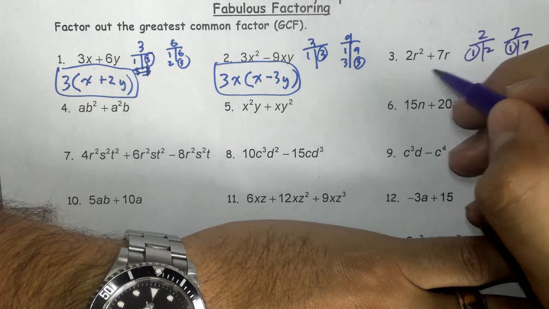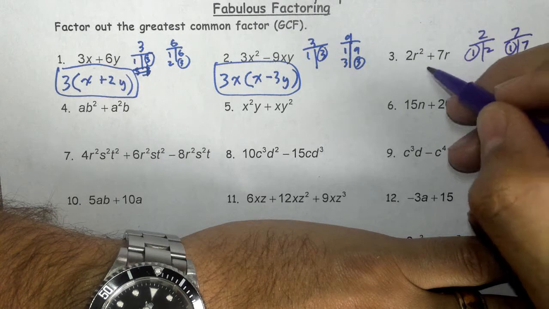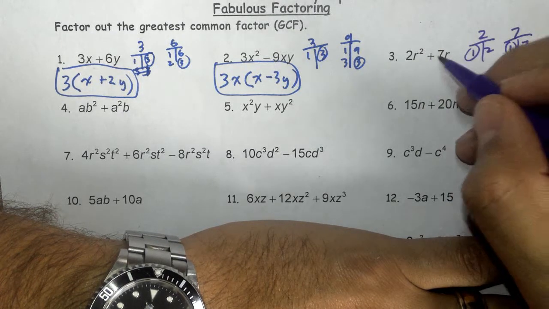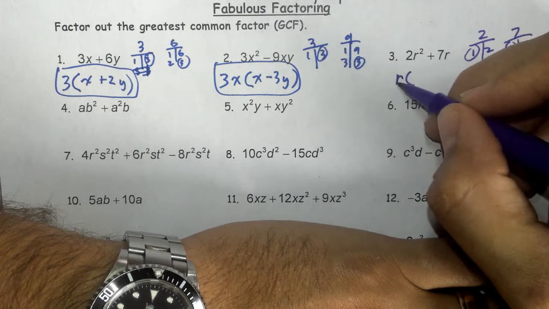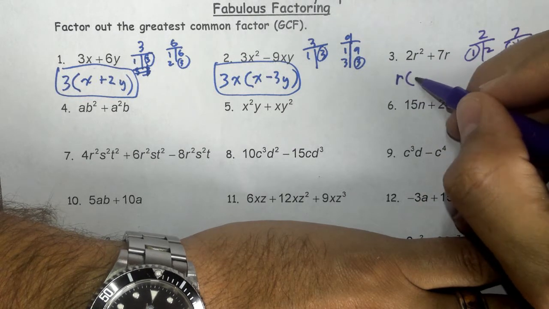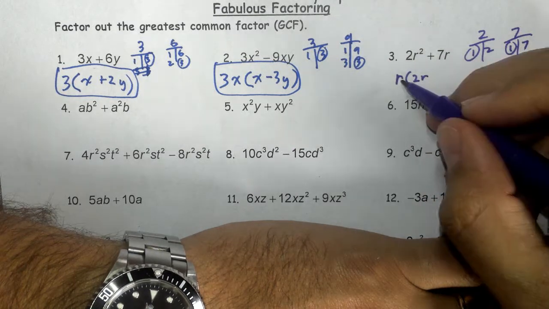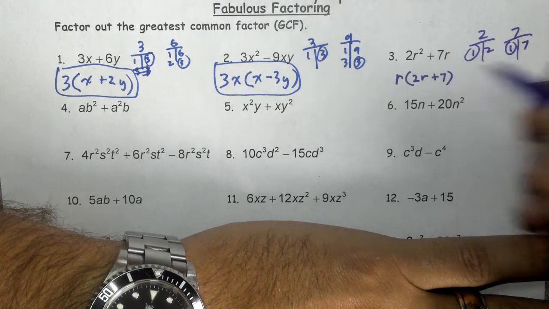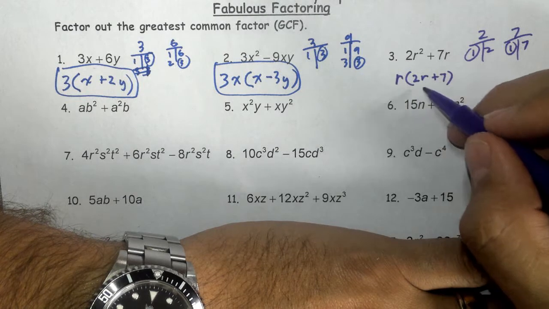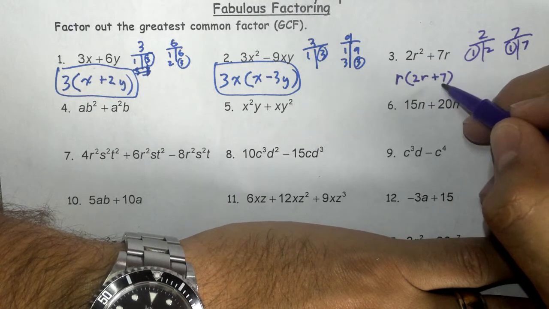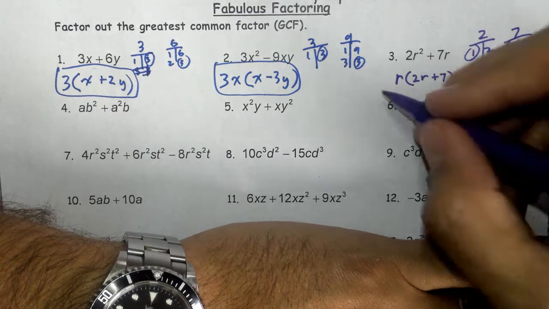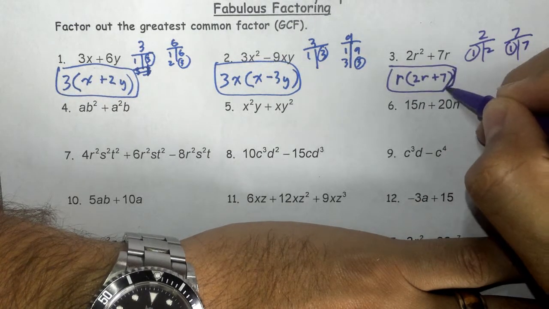But if I look at my variables, I see that I have an r squared and an r. They both have an r. Okay? R times what gets us 2r squared? What's 2r? R times what gets us 7r plus 7. I can test it. R times 2r, 2r squared. R times 7, 7r. That's all we have there.